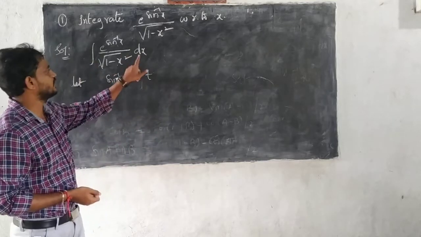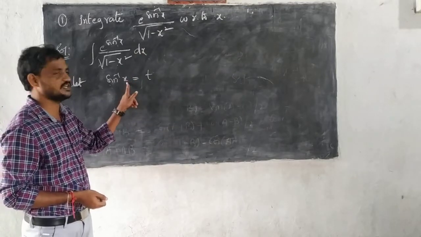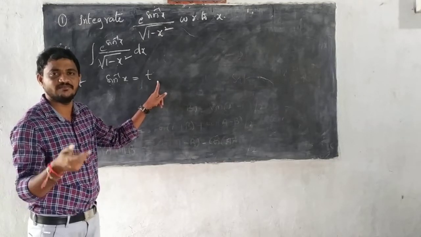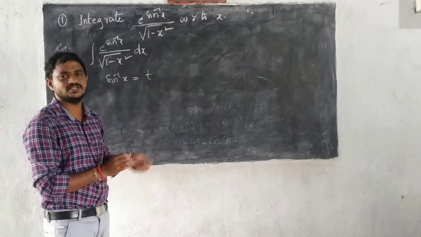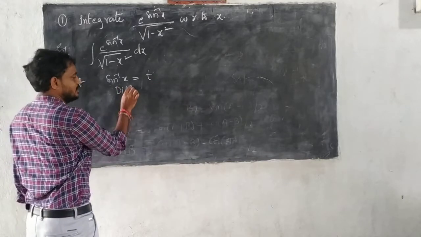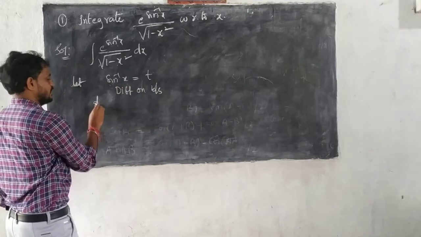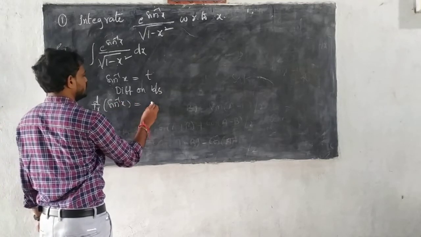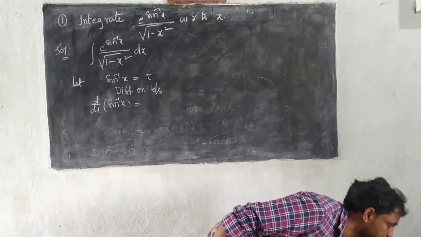Then we have dx here. We have to change the variables because we are changing the sin inverse of x value. Here we have the function in terms of x, but we are assuming it as t, another variable. So we are changing the variables, right? So we have to change dx also. So how to change dx here? By differentiating both sides.